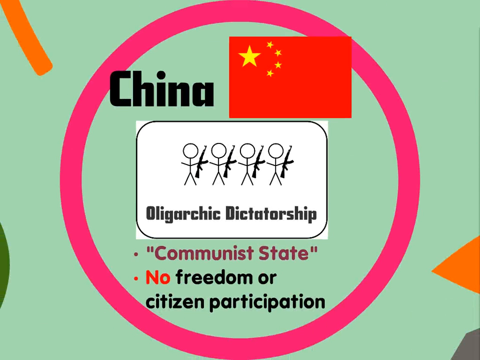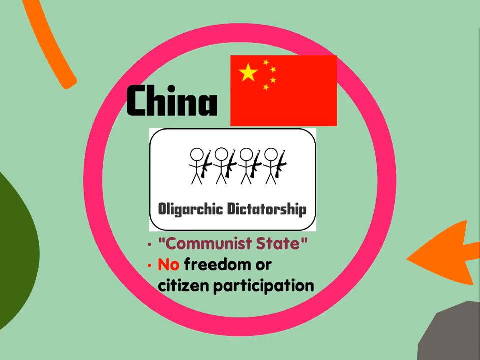On the other hand, there's China. Now, we know China isn't really communist anymore. Their government calls itself communist, so they call themselves a communist state. But they do continue to be a dictatorship. In this case, an oligarchic dictatorship, because the country is run by the Communist Central Committee, or the CCP, the Chinese Communist Party. And in an oligarchic dictatorship, you have no freedom and no citizen participation in the government.